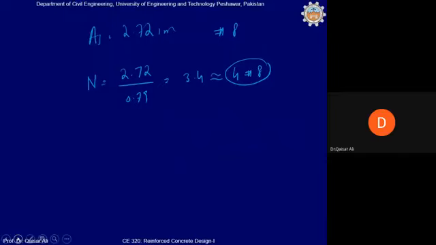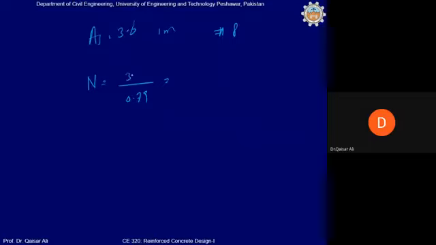तो यहाँ पर आप जरा पुट करें and recalculate the number of bars corresponding to 3.6 inch square. How many bars are required? Quickly, शाबाश. 4.56. 4.5. So instead of 4.5, we will take 5 number 8 bars. यहाँ तक क्लियर है?